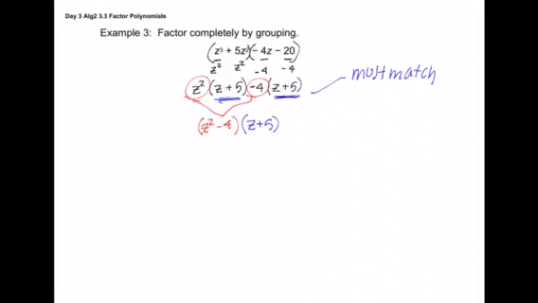You then want to check to make sure that it's factored completely. So I recognize that this is the difference between 2 perfect squares. So I have z plus 2, z minus 2. My z plus 5 is factored completely, and then remember, if you were to distribute this all back out, it should equal your original polynomial.